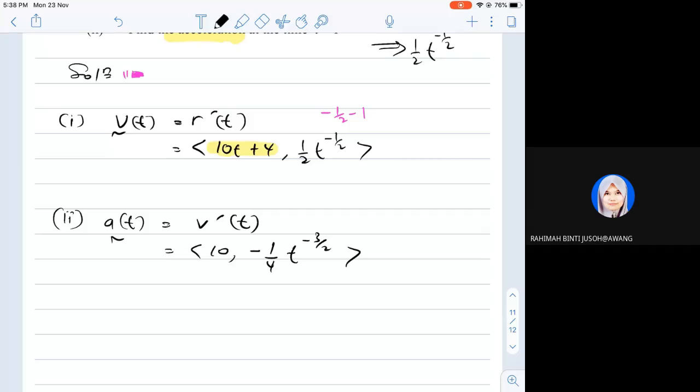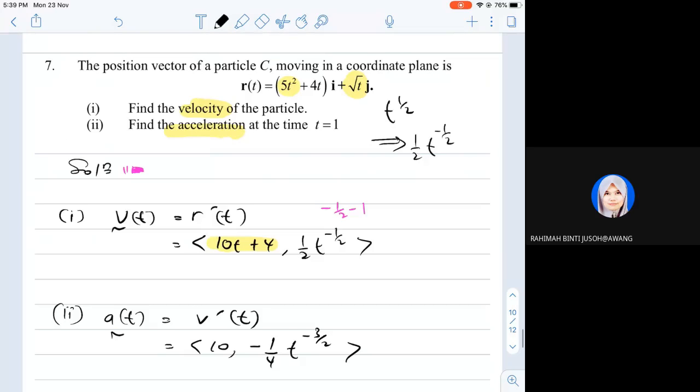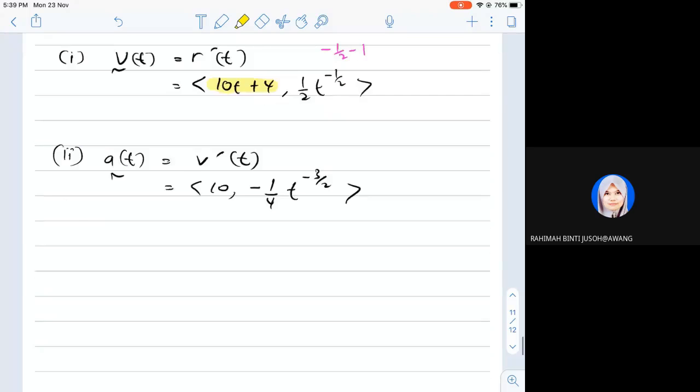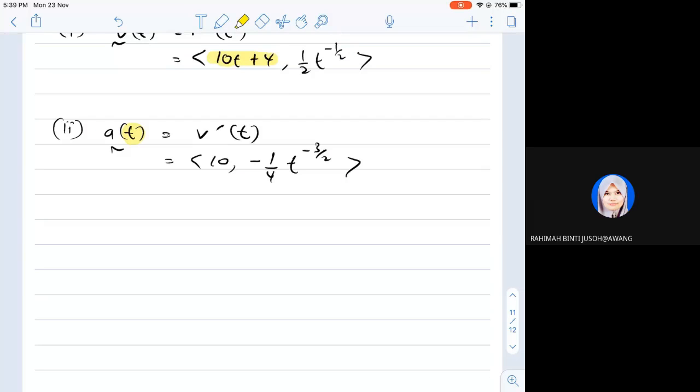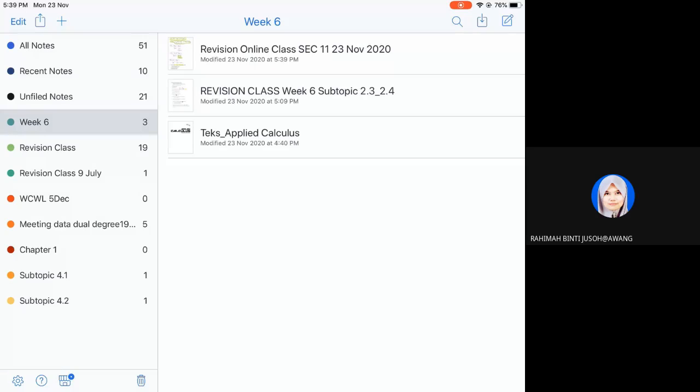Now, guys, in this question, you are given the value t equals 1. So what you should do, you need to substitute here. Substitute the value t equals 1. So A(1) equals 10 and then negative 1/4, of course. So this is the answer. All right, next question.